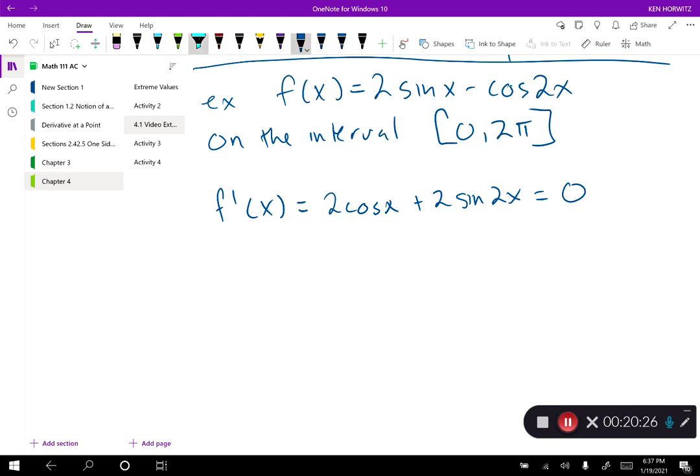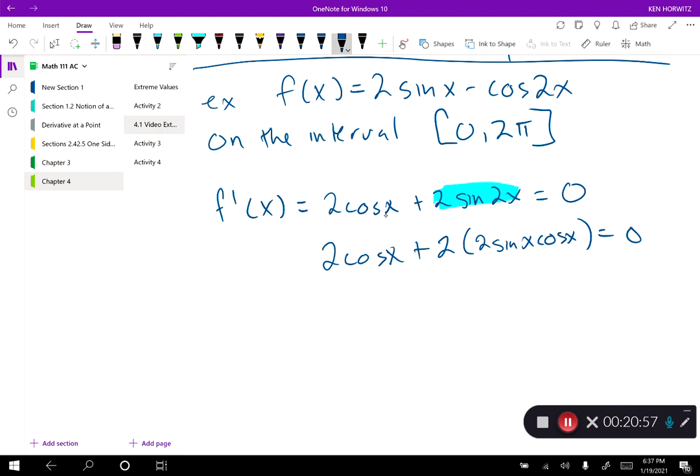Now this right here is really hard to do, okay? However, sine 2x is a trig identity. It's a double angle identity. You've got to look those up. This is one of the reasons why I'm doing this problem. So I have 2 cosine x plus, now the 2 is separate, and 2 sine 2x can be turned into 2 sine x cosine x.